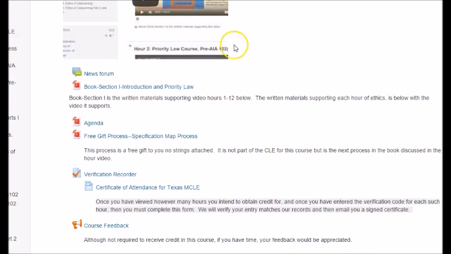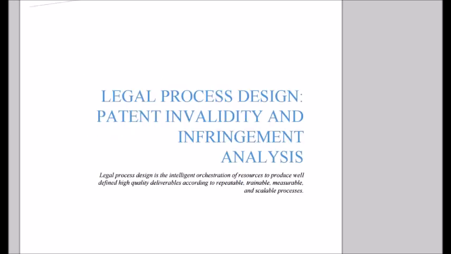Let's take a peek at this Book 1 here. Give you an idea. Oops, that's the second part. It's a book called Legal Process Design, which I have authored. And legal process design is the intelligent orchestration of resources to produce well-defined, high-quality deliverables according to repeatable, trainable, and measurable and scalable processes.